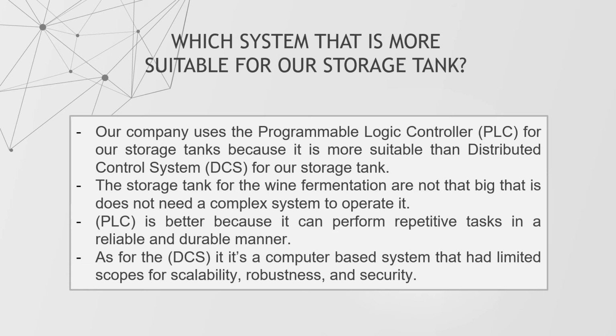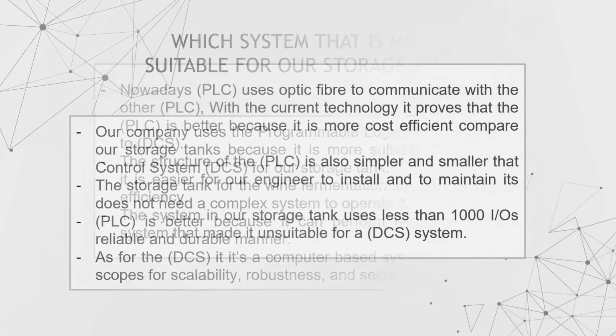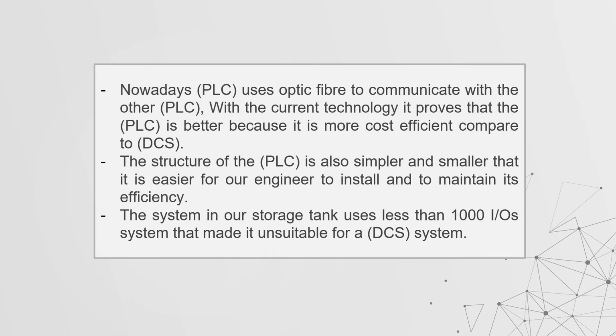Next, PLC is better because it can perform repetitive tasks in a reliable and durable manner. As for the DCS, it is a computer-based system that has limited scope for scalability, robustness, and security. Moving on, nowadays PLC uses optic fiber to communicate with other PLCs. With the current technology, it proves that the PLC is better because it is more cost efficient compared to the DCS. The structure of the PLC is also simpler and smaller, so it is easier for our engineers to install and to maintain its efficiency.